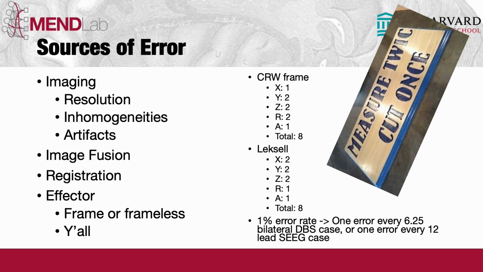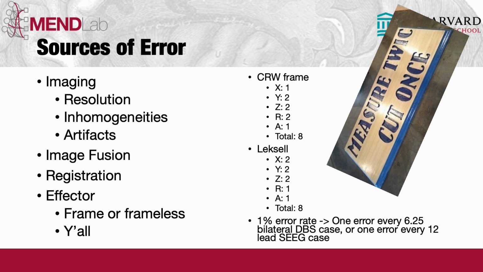Again, the imaging itself is a source of error. A lot of these scans have a resolution of millimeter voxel size, so you're not going to get better than that if that's your image resolution. There are inhomogeneities in the field strength for MRIs, like we talked about. There can be artifacts created by the frame or other things that are nearby. Image fusion creates some error. So if you are using the frame as a fiducial in the real world and your image fusion error is 1 millimeter, then your target's going to be 1 millimeter off too.